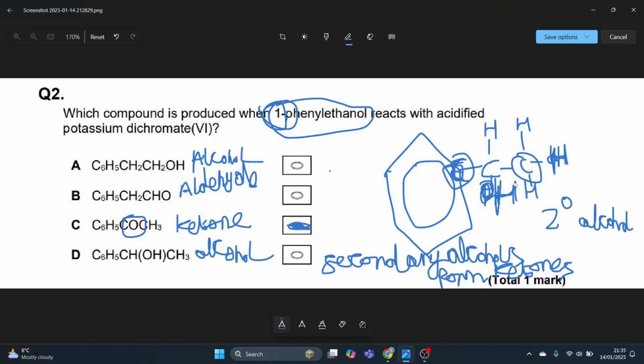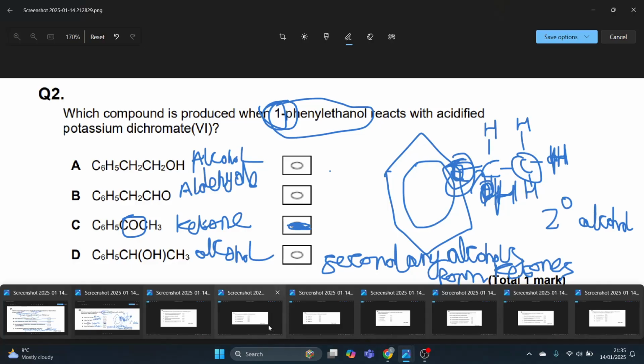Drawing it out, realizing, well, this OH group has to be attached to this first carbon. It's 1-phenyl ethanol because that carbon's attached to the phenyl group and the alcohol group. And then realize, okay, that's a secondary alcohol. And therefore, if it's going to react with acidified potassium dichromate, it's going to form a ketone. And therefore, the compound I'm looking for must be a ketone.